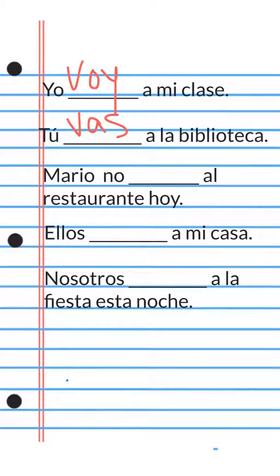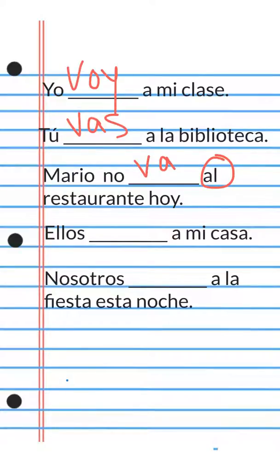How would you conjugate the verb ir for Mario? The correct way to conjugate the verb ir would be va. Mario no va al restaurante hoy. Mario does not go, or is not going, pay attention to this, a plus el equals al, to the restaurant today.